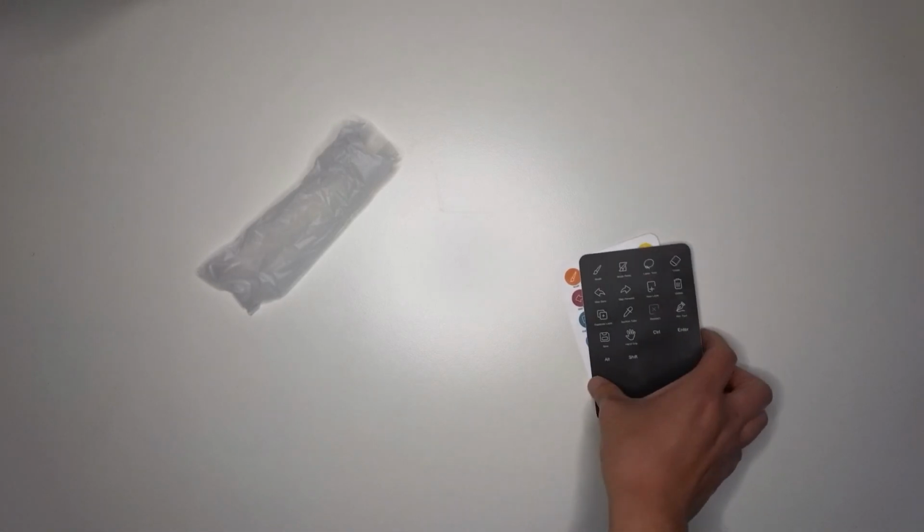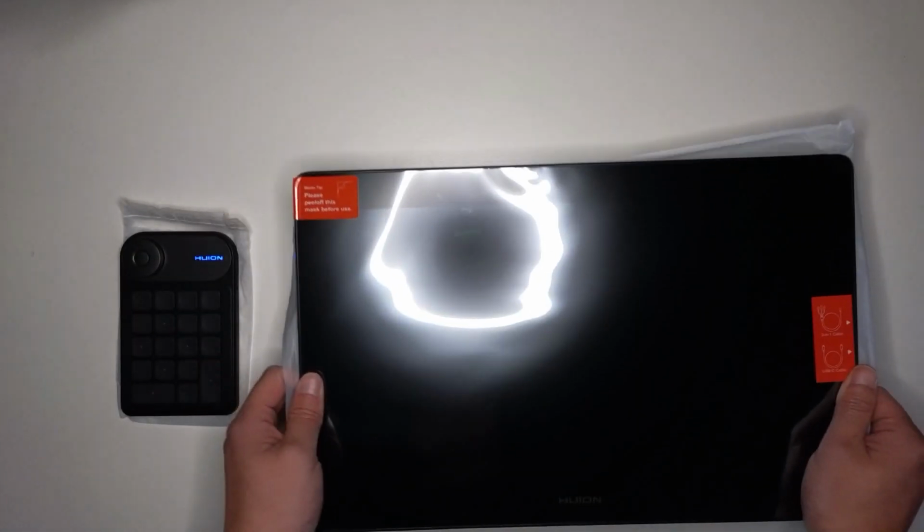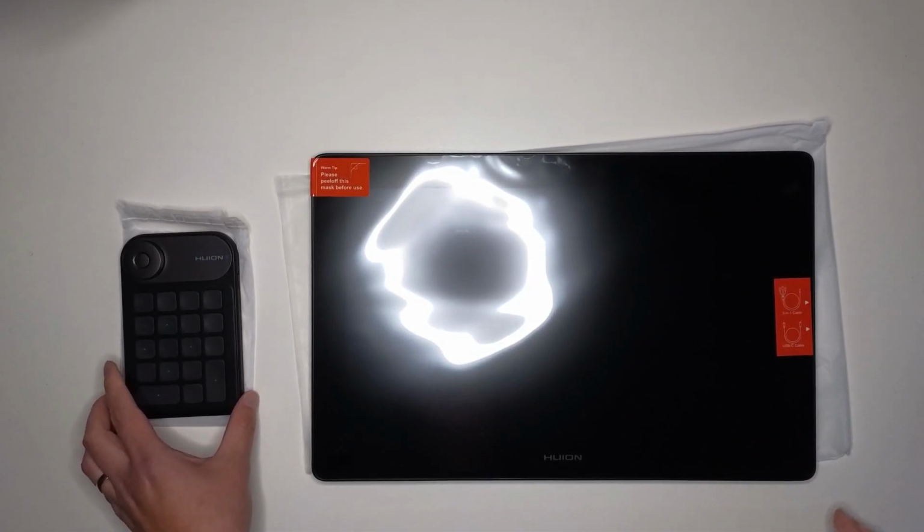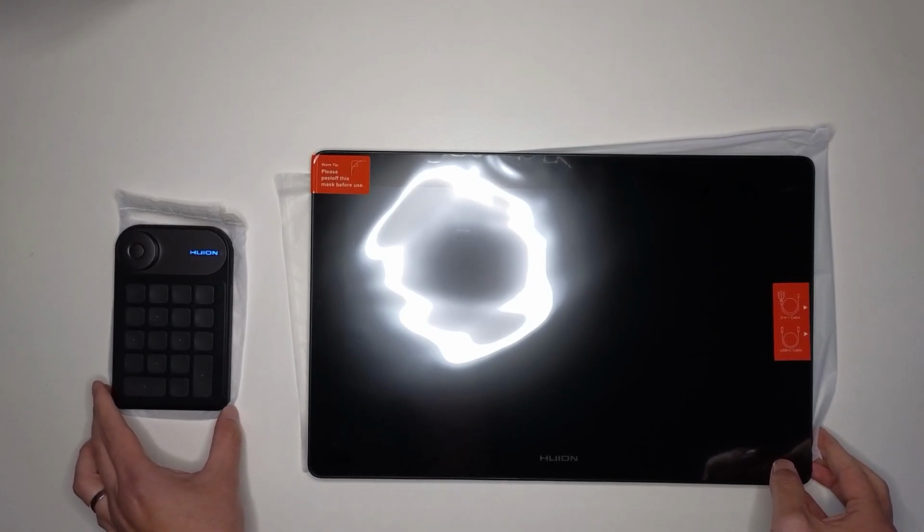Actually, I don't know how I'm going to use this keypad. I'm wondering whether I can configure it to work with Premiere Pro, but I don't know. Okay. So that's the end of this review. So basically, purchase a tablet that came with the keypad, and that's all.